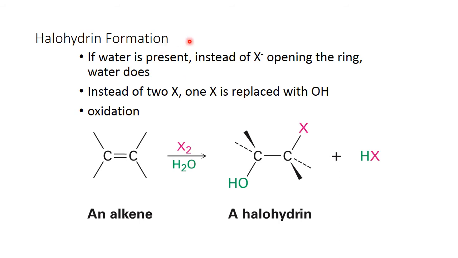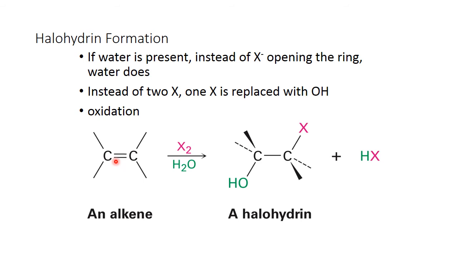Okay, now, halohydrin formation. When you have your chlorine or bromine in the reaction and water is present in that reaction, what happens is that instead of a bromide or a chloride opening the bromonium or chloronium ring, water acts as the nucleophile. If I look at this, the halogen would form, let's say, a bromonium ion here, then water would come in from underneath to open the bromonium ion.